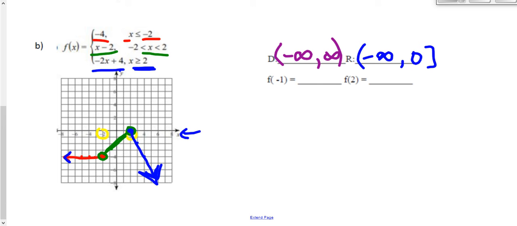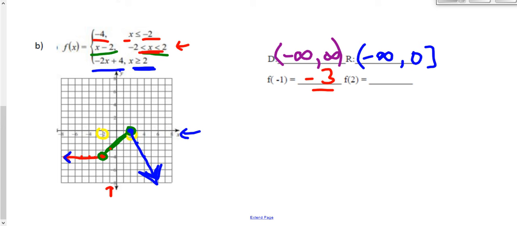Next up, let's figure out what f of negative 1 is. I have to figure out which function cares about negative 1 on my x-axis, and it looks like it bumps right here into the green equation. And the point it bumps into is negative 1 on the x-axis and negative 3 on the y-axis. I could also figure that out by plugging it into this green equation, because negative 1 is in this interval between negative 2 and 2. And if I do negative 1 minus 2, I get that same output, negative 3.